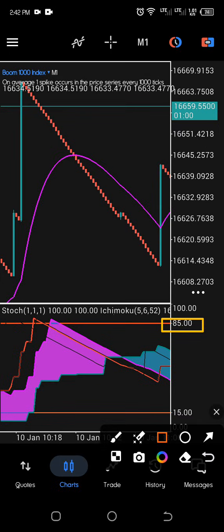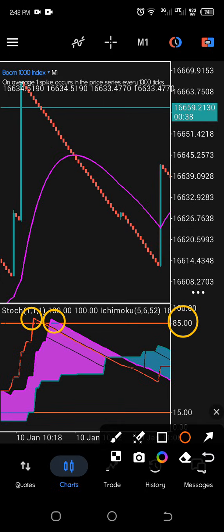So when we see that the Ichimoku comes straight to the 85 levels, it doesn't just come to the 85 levels, it comes with this line right here, which is this red line, and it also comes to the 85 levels as well. So this red line comes to this 85 level, and the Ichimoku volume as well comes to 85 levels right at this stochastic oscillator 85 level.